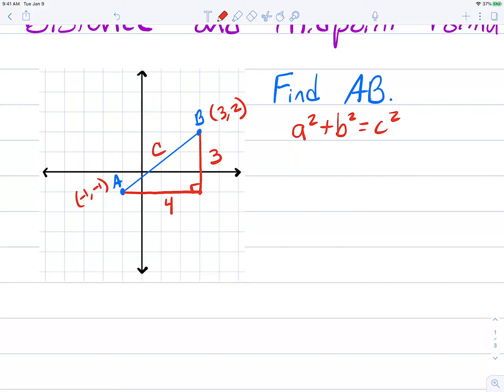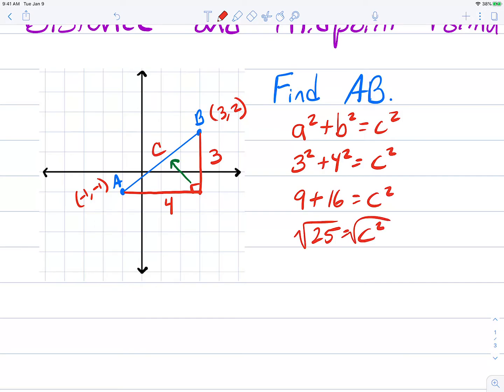C is the hypotenuse. Remember that the hypotenuse is always the side across from the right angle. So if I plug this information into the Pythagorean theorem, I'd have 3 squared plus 4 squared equals c squared. 3 squared is 9, 4 squared is 16, and to finish this problem, I have to square root both sides, and I find that c equals 5.